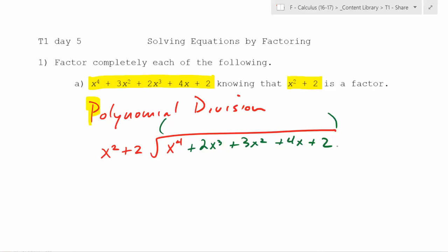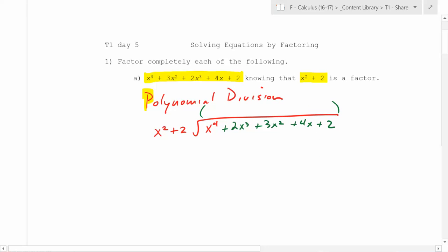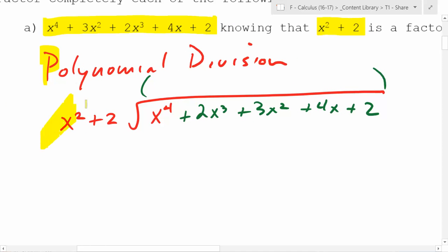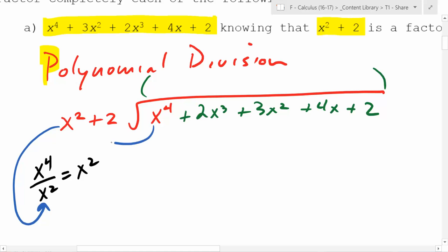How many people have done polynomial long division before? A couple people? The only thing you need to remember to be successful at this is leading over leading. What is the leading term here? You take the leading term of what's underneath, so x to the 4th over x squared. What does that equal? It came from that x squared and that x to the 4th.